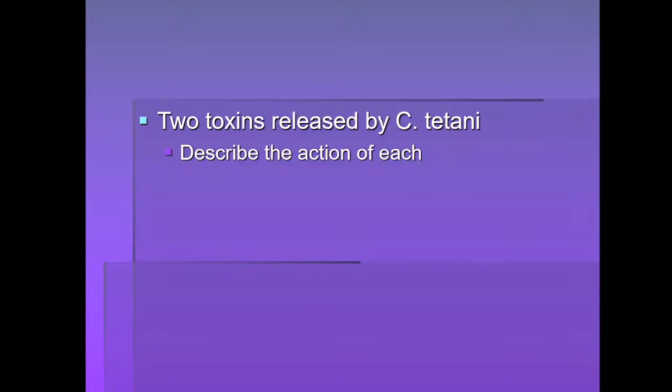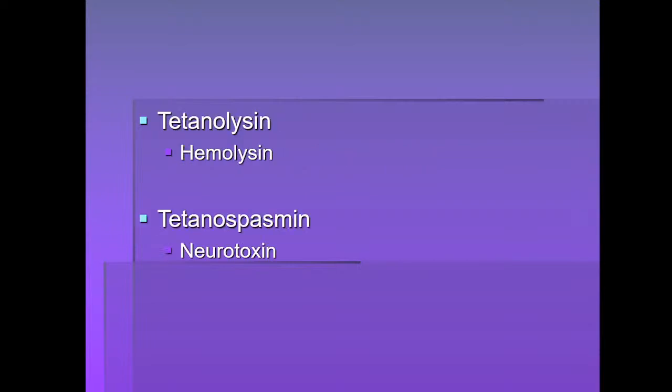Now, we have two types of toxins arising from this particular organism: tetanolysin and tetanospasmin. You have to be familiar with them because they might confuse you in the board exams. Tetanolysin is responsible for the hemolytic activity of Clostridium tetani, while tetanospasmin is the neurotoxin that you will encounter when somebody has tetanus, or tetano in Tagalog.